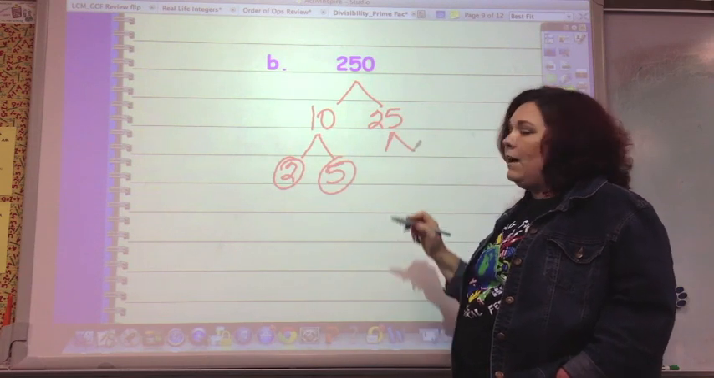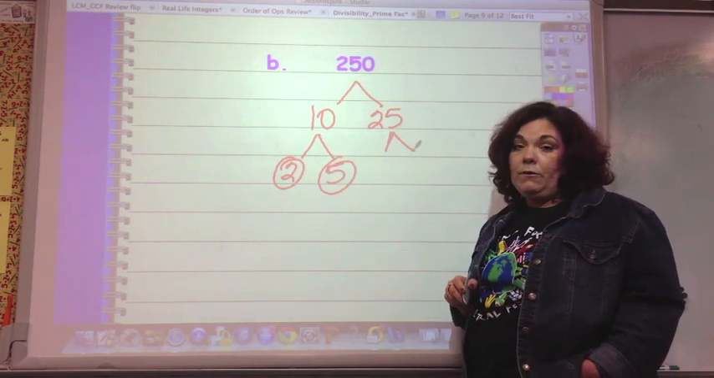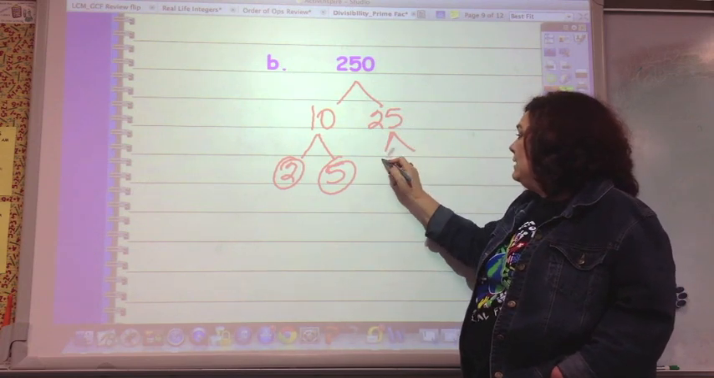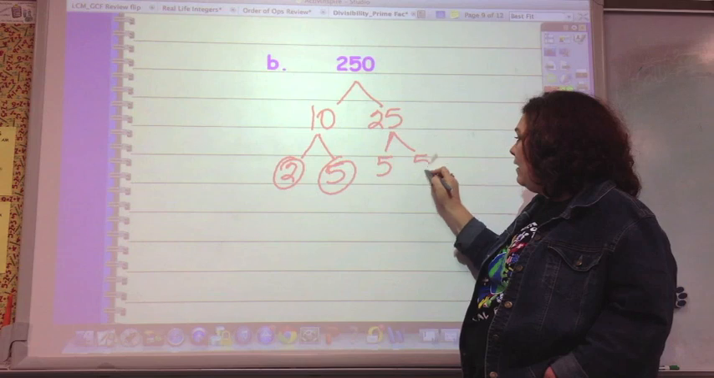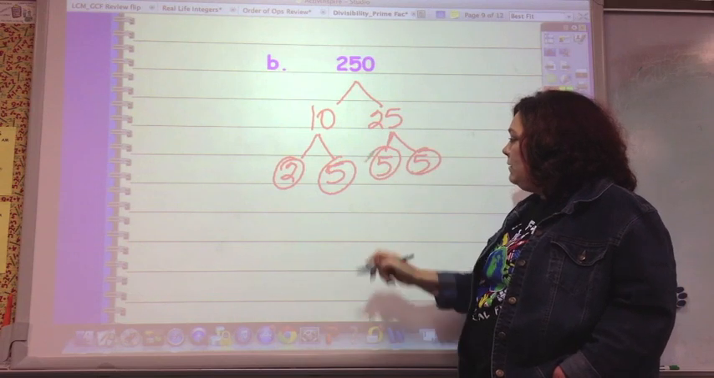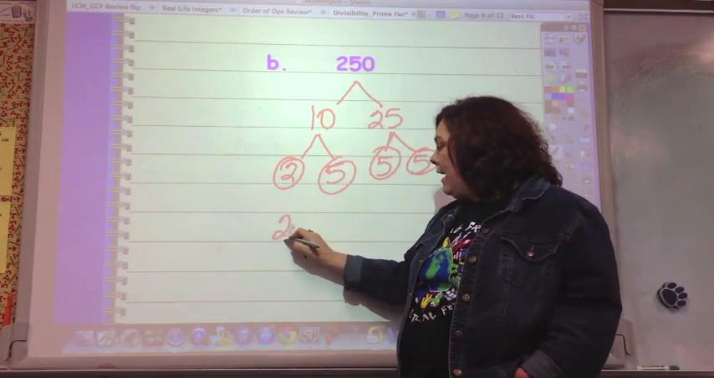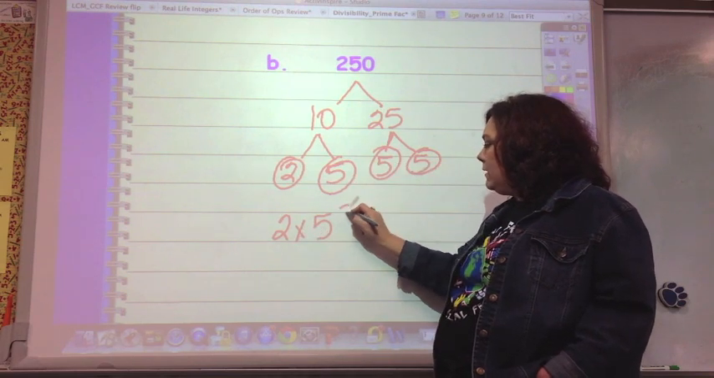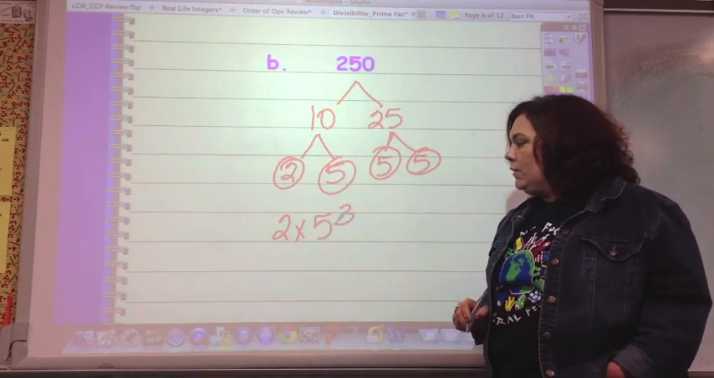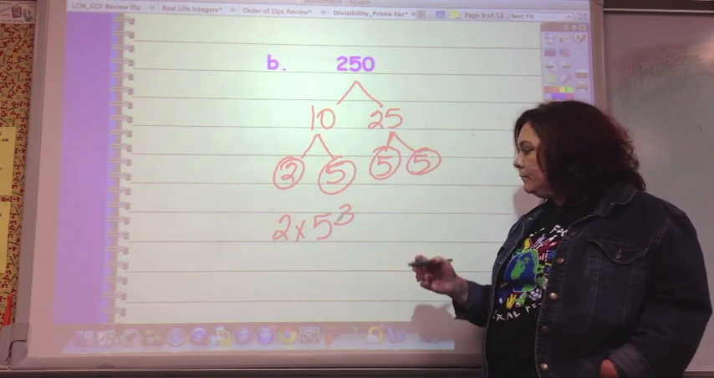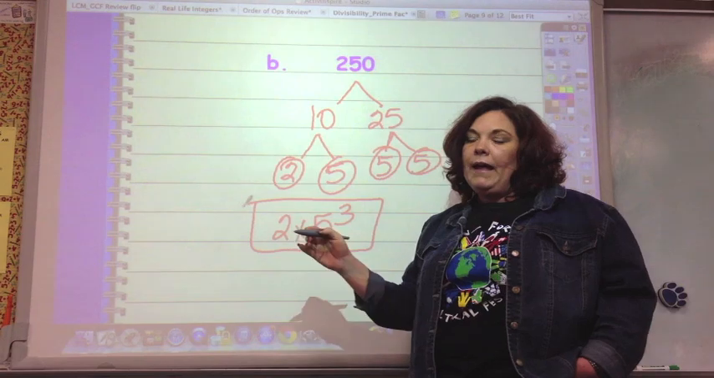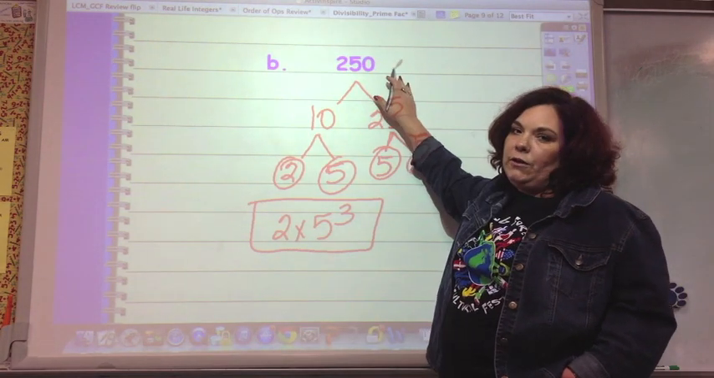And 25, what 2 numbers multiply together to give me 25? Well, I know it's divisible by 5 because it ends in 5, and 5 times 5 is 25. So now I write the lowest number I have, times 5, 1, 2, 3 times. So I get 2 times 5 to the third. And that's my answer. If I multiply this all out, I will get back to 250.